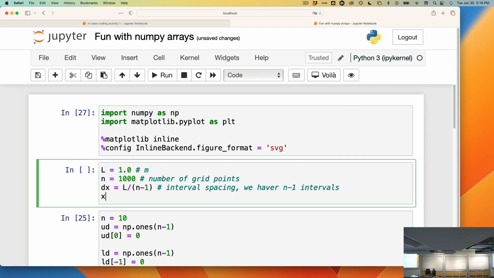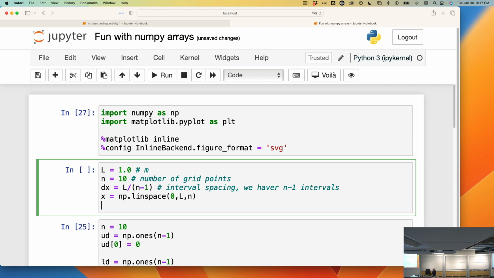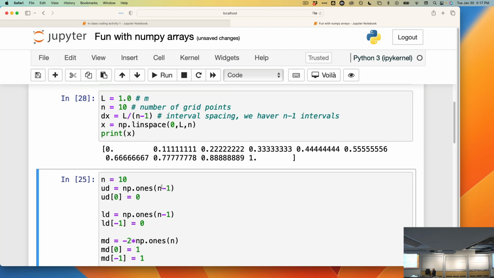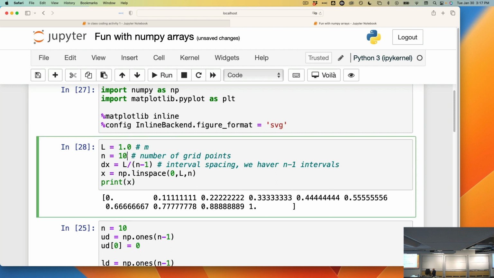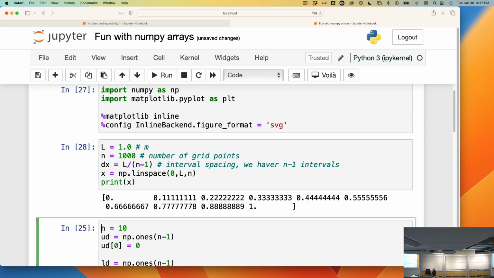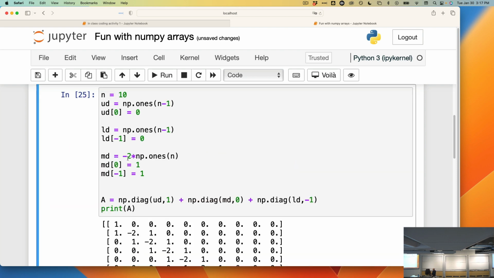Like I showed in the slides, the first thing we need to create is the coordinate system, which is np.linspace going from 0 to L with n points. Agreed? So that gives us the point distribution. And if you're in doubt, print it out for a small number of points. So do n equal 10, for example, and print x. Then you will see it starts at 0, 0.1, et cetera, all the way to 1. Okay? Let's go back to maybe 1,000 points. All right, so now we have this.